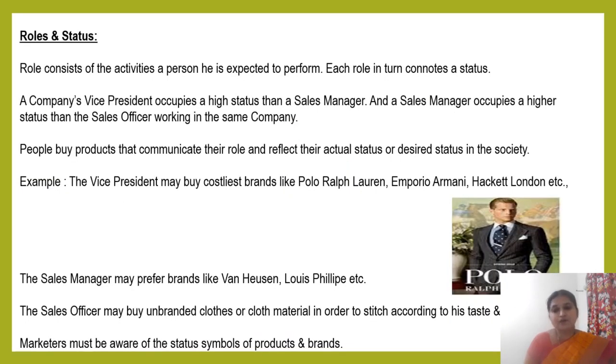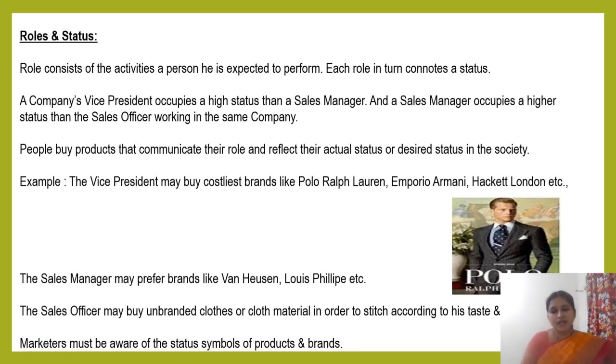The next social factor is role and status. So what do you mean by role? Role consists of activities that a person is expected to perform. Each role in turn connotes a status. And people buy products that reveal their role and reflect their status in the society, present status in the society, or the desired status in the society.